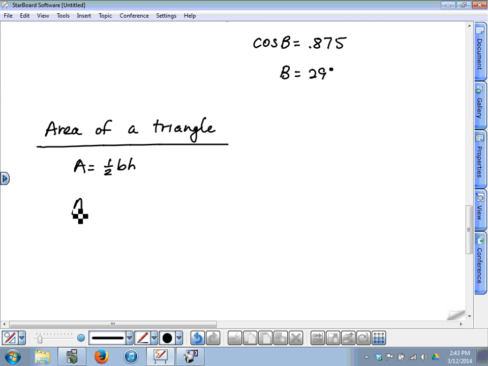So another formula could be: area is 1/2 times side A times side B times the sine of the angle included by side A and B.